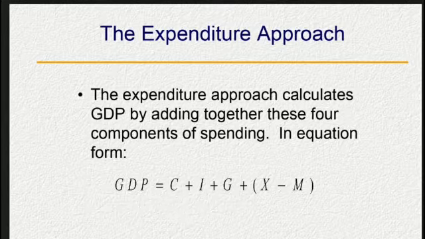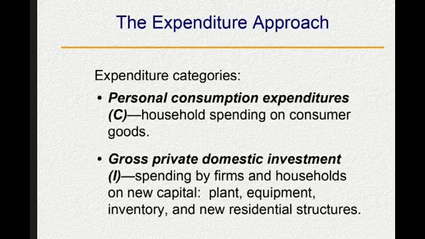In the expenditure approach, there are four different categories. That is the personal consumption expenditure, which denotes C, and the gross private domestic investment. The next is government consumption and gross investment, which denotes G, and finally the net exports. Now let's check each and every category in detail.